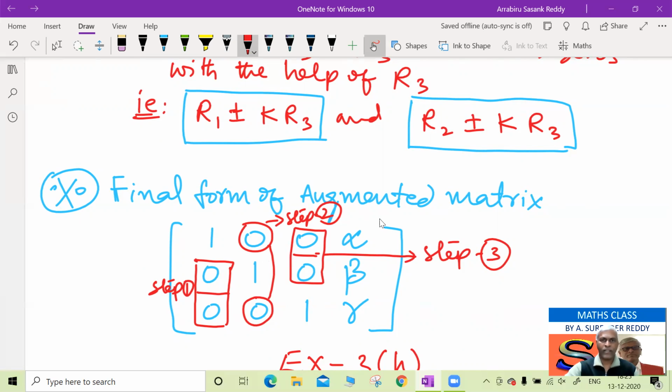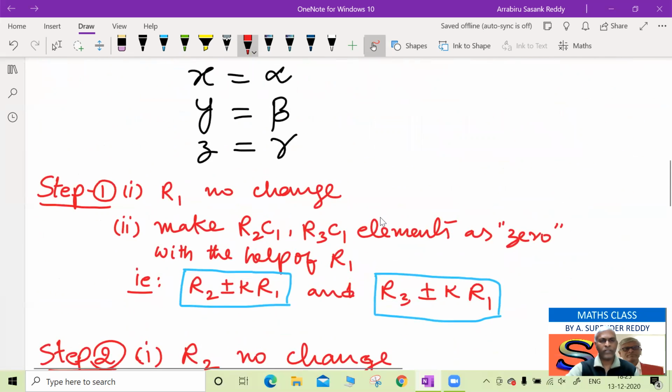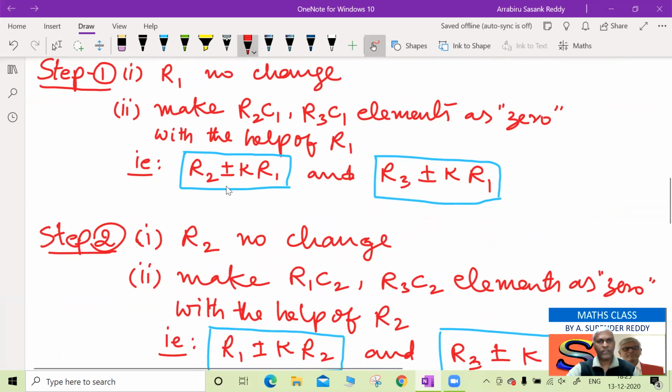For this also, if you follow these steps, in first step, we have to make these 2 elements, R2C1 and R3C1, zeros with the help of R1. In this step, R1 is constant, no change in R1. So you choose the row transformation as follows: convert the R2 second row elements by taking a suitable row transformation, R2 plus or minus some constant times R1.